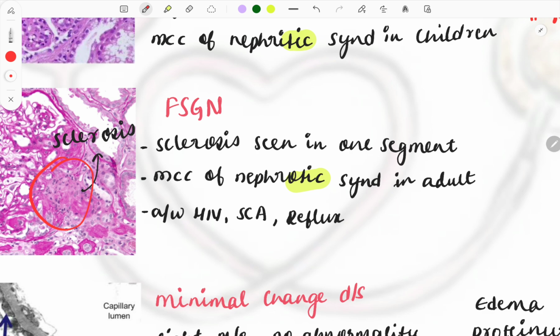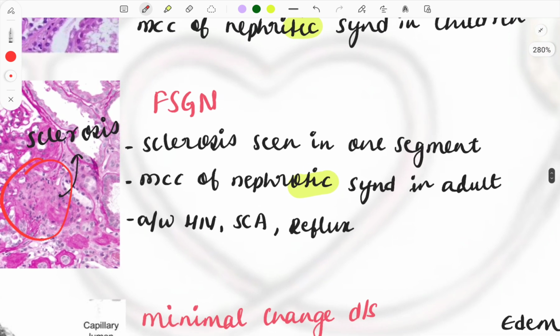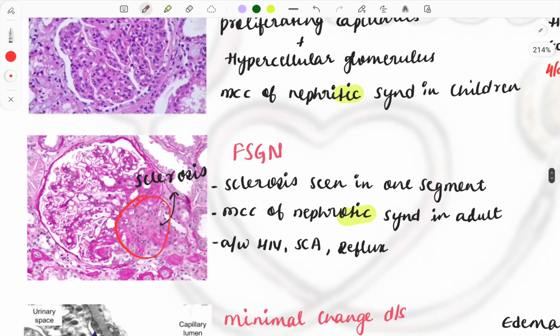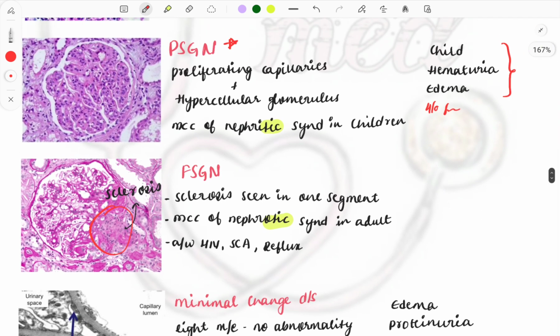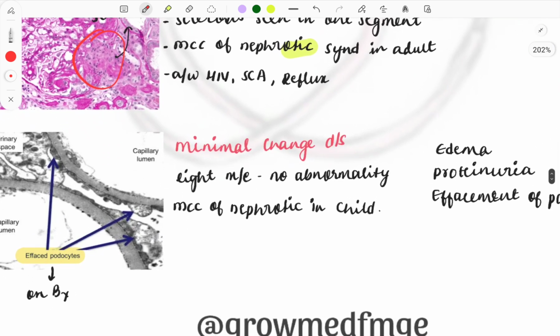Then it is associated with HIV, SCA, sickle cell anemia, and reflux nephropathy, meaning vesicoureteric reflux. Then moving on to minimal change disease.